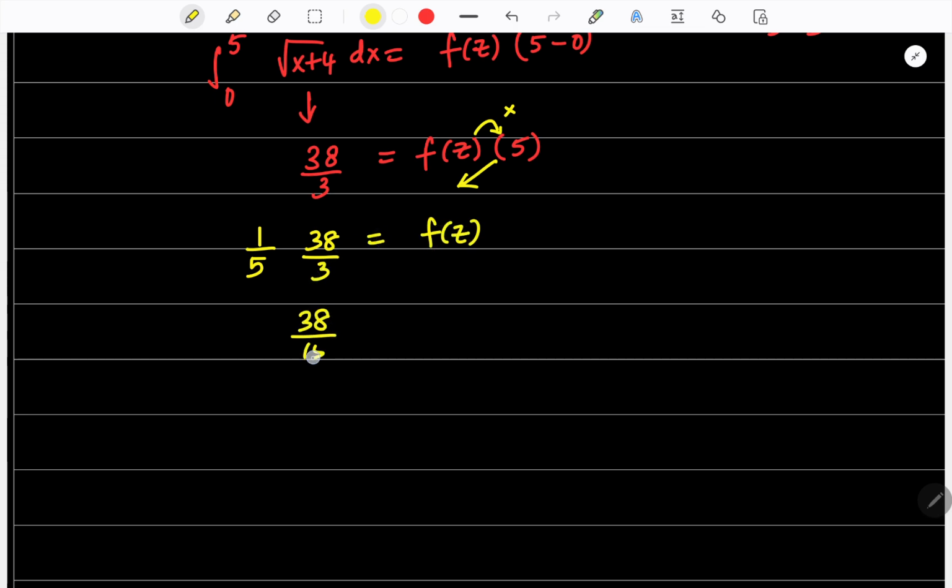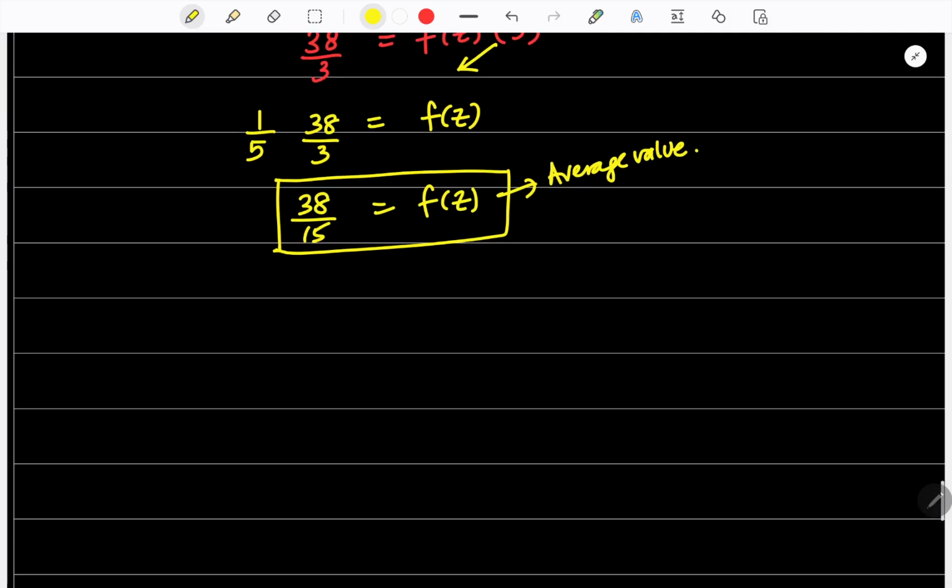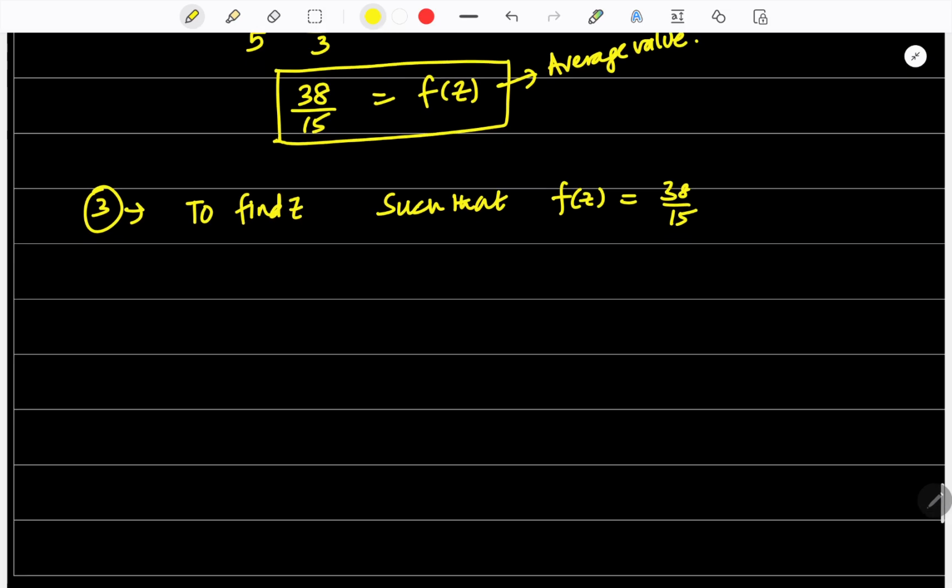So 38 divided by 15 is equal to f of z. This is going to become your average value, but you are not supposed to give it here. You should write a separate formula, because separate marks will be given for the average value. Now the next, step number 3: you are going to find z such that f of z is equal to 38 divided by 15.